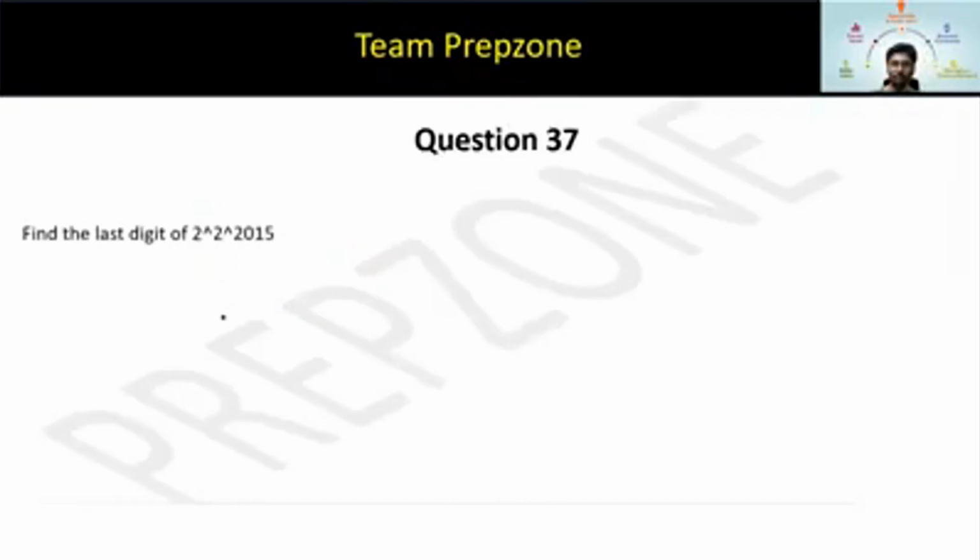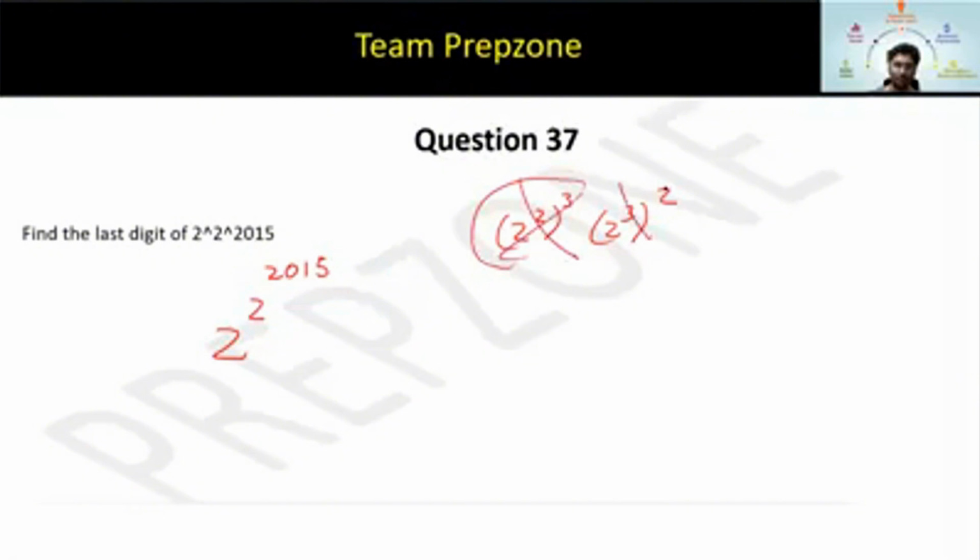Solve. This is 2 to the power 2 to the power 2015. One more thing: is 2 square ka cube the same as 2 cube ka square? Are these two things the same? No, right? Just be clear about it. These two things are not the same. Now solve. Here, if there is a plus, then you will add it.